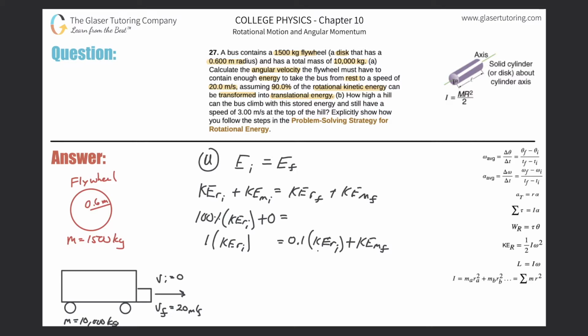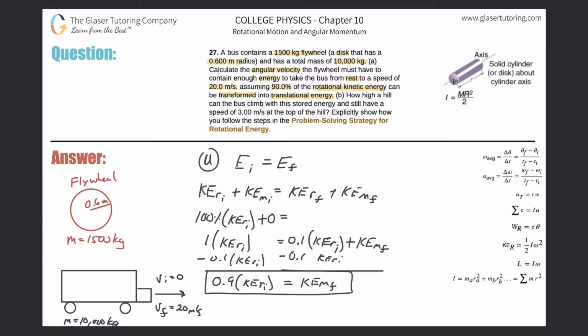Now I realize that I have these two variables that are the same. So I can combine them. I can subtract the 0.1 KE_R sub I from the right-hand side and then do the same thing over here: 0.1 times KE_R sub I. And lo and behold, look what we get. We get a value of 0.9 times KE_R sub I is equal to the kinetic energy of motion finally, KE_MF. So this is really the important equation, okay?